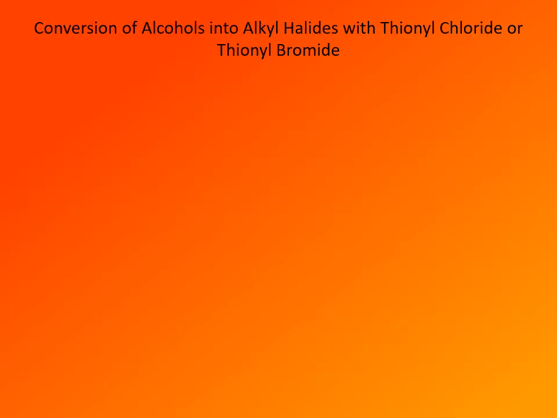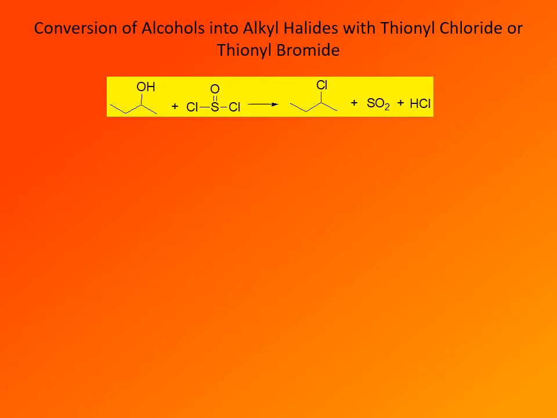An alternative reagent for conversion of alcohols into alkyl halides is thionyl chloride or thionyl bromide, depending on whether we want to prepare alkyl chloride or alkyl bromide. And here is one example. So reaction of alcohol, 2-butanol, with thionyl chloride gives 2-chlorobutane. Byproducts are sulfur dioxide and hydrogen chloride.